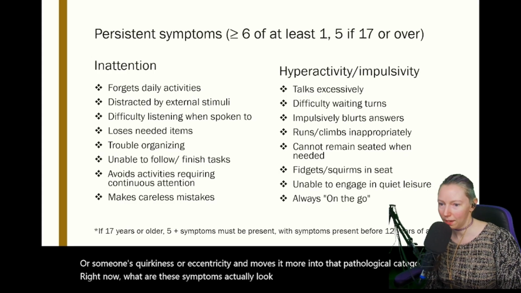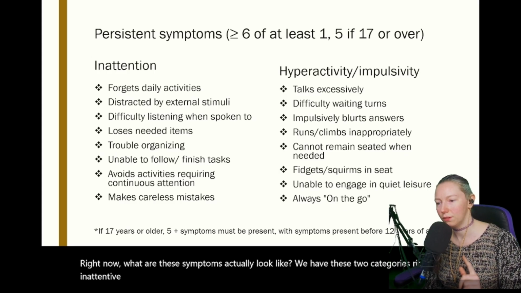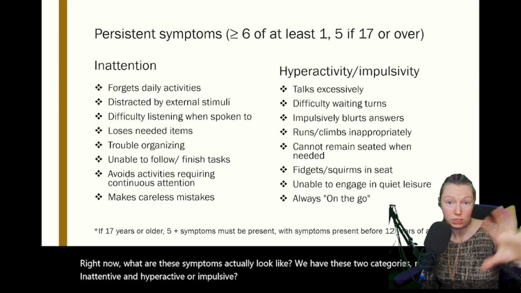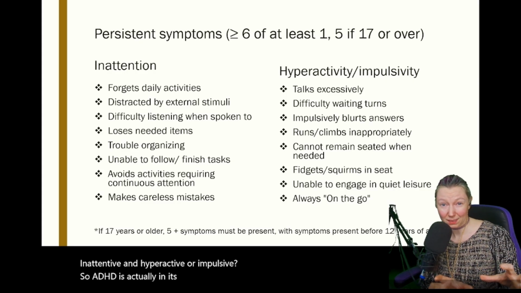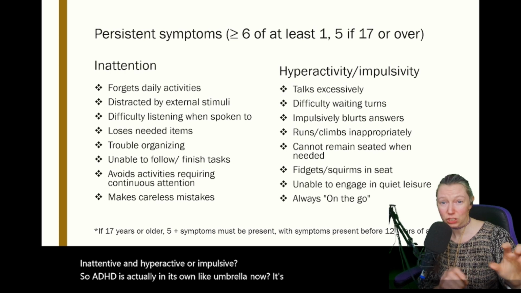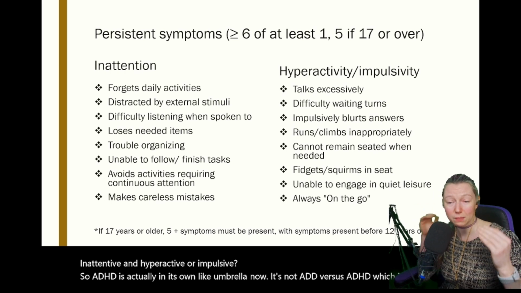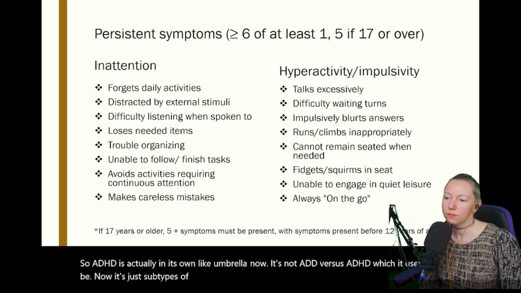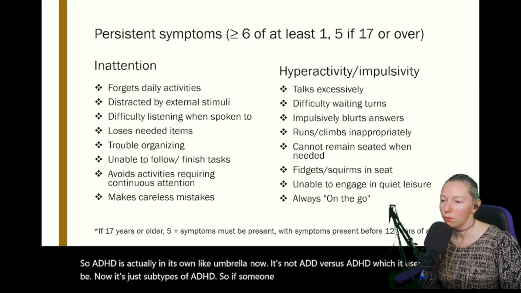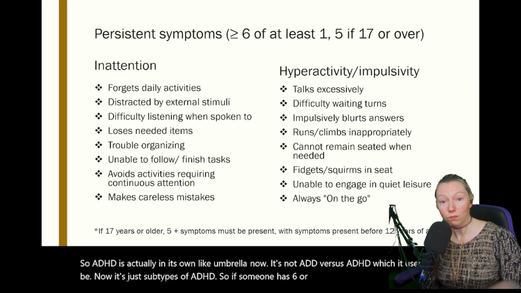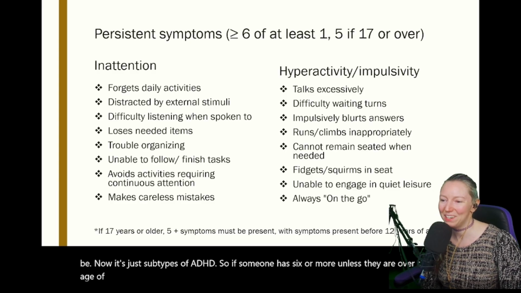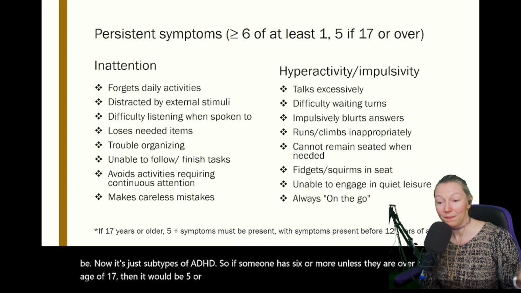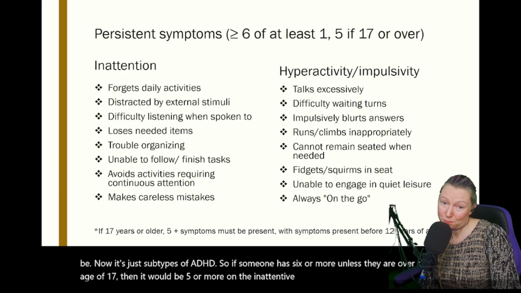Now, what do these symptoms actually look like? We have these two categories, right? Inattentive and hyperactive or impulsive. So ADHD is actually in its own umbrella now. It's not ADD versus ADHD, which it used to be. Now it's just subtypes of ADHD. So if someone has 6 or more, unless they are over the age of 17, then it would be 5 or more. On the inattentive side, these symptoms kind of make sense, right?